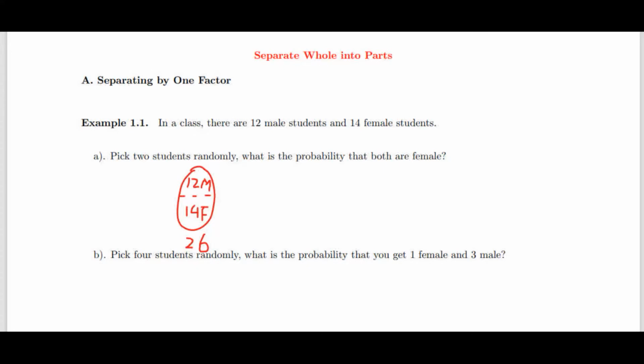Okay. So in our class, pick 2, so we have so many ways. From a total of 26, pick 2. And the probability we want to find is that both are female. So we just pick 2 from the female, right?